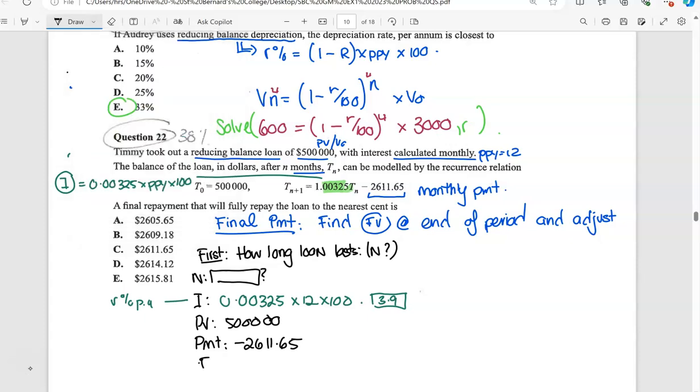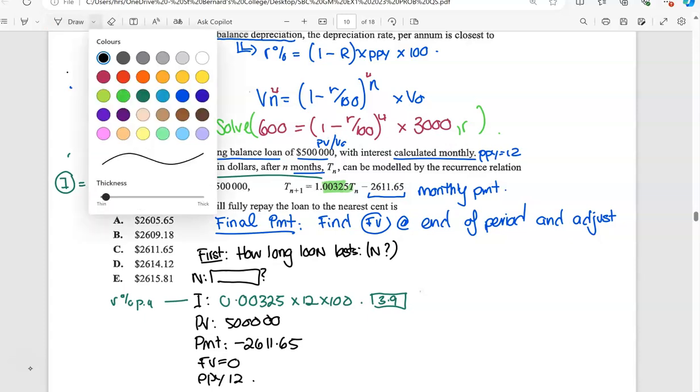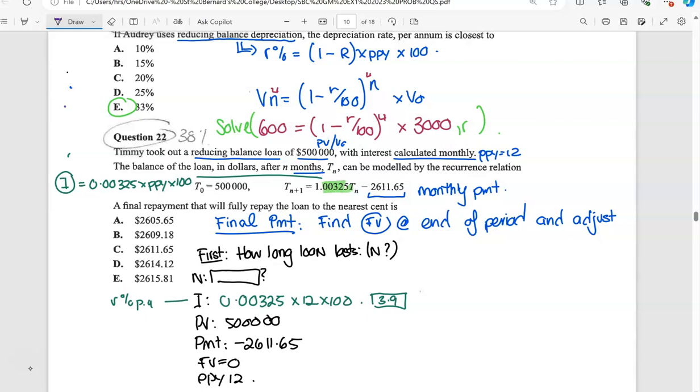We put in that we want this loan to be 0 and PPY is 12. When we do that, we end up with roughly 300. So you're going to make 300 payments. I think it ends up being 299 or something like that, so we know it's 300. Now I want the final payment, so I go to the end of the term. Remember, I've found that out now.